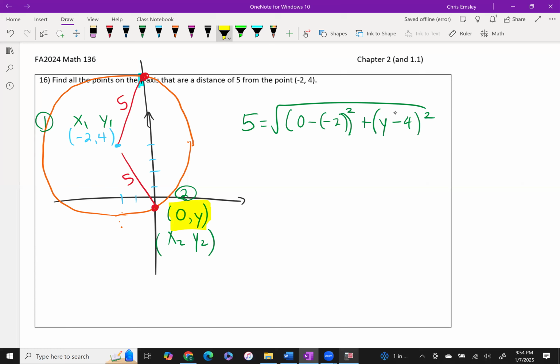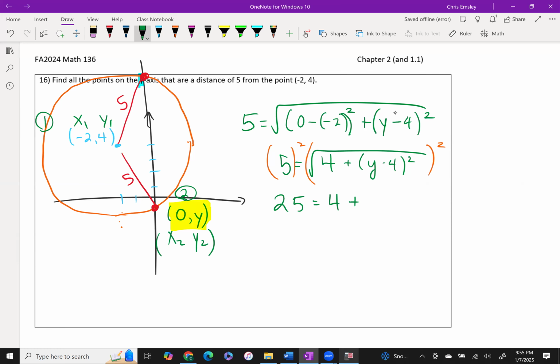When it was on the x-axis, it was x, 0. When it's on the y-axis, it's 0, y. But we're going to solve this in just the same way we did last time. First, simplifying, 0 minus a -2 is +2, and we square it, and we get 4. And then I'm going to square both sides to get rid of that radical symbol. And I'm going to subtract 4 from both sides.